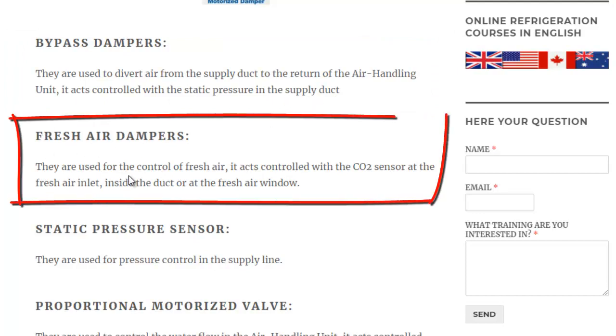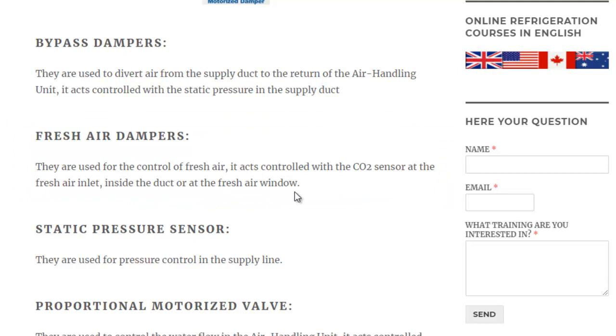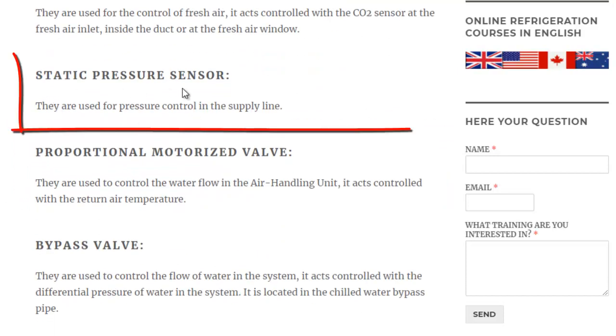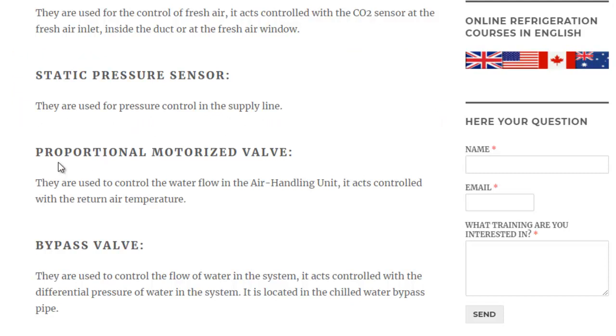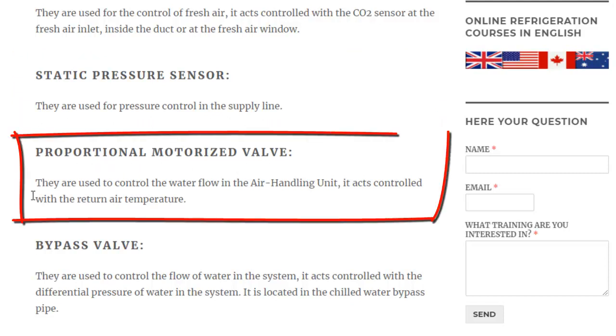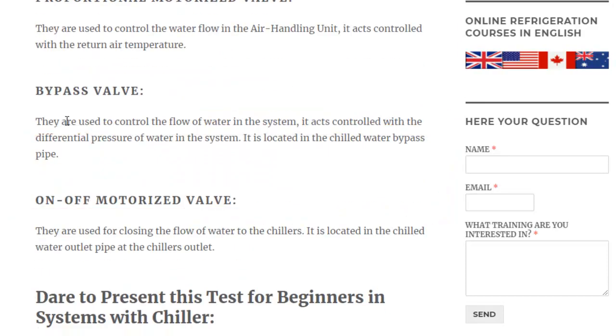Fresh air dampers. They are used for the control of fresh air. They act controlled with the CO2 sensor at the fresh air inlet, inside the duct or at the fresh air window. Static pressure sensor. They are used for pressure control in the supply line. Proportional motorized valve. They are used to control the water flow in the air handling unit. It acts controlled with the return air temperature.